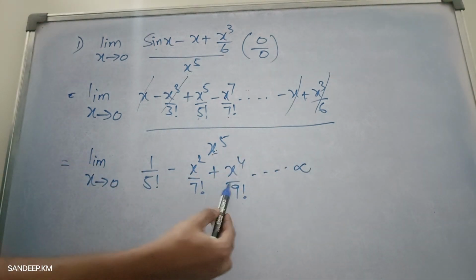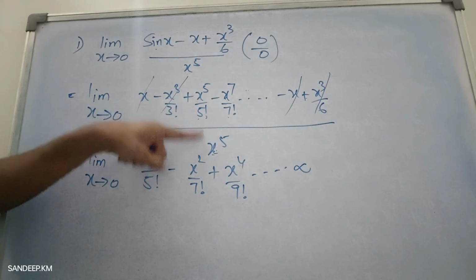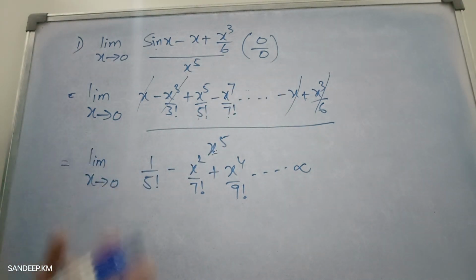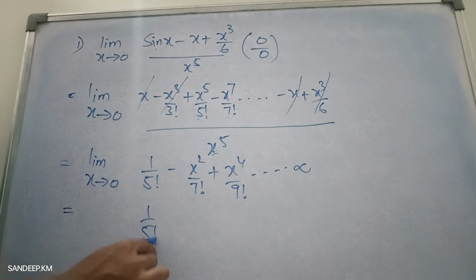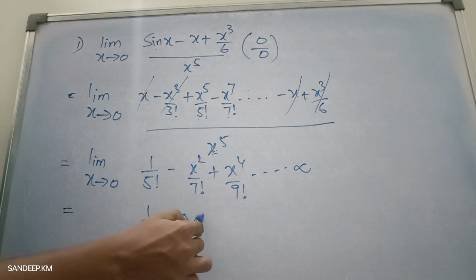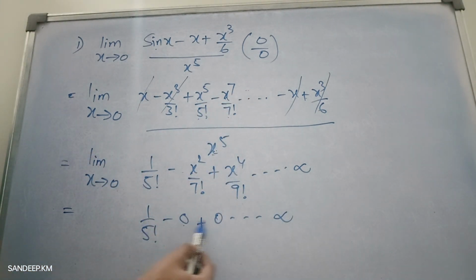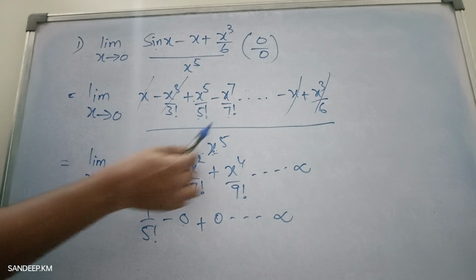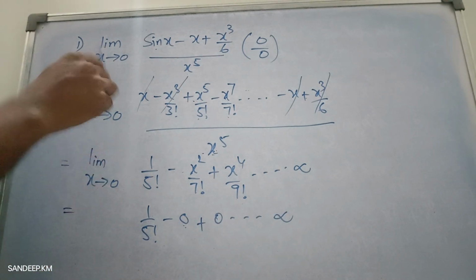I'll tell you why other terms are not needed. See, the least power of x here is x power 5 and the least power of x there is x power 5. They are matching and remaining terms are not needed in this expansion. Why? If I substitute x as 0, what happens? I'll get only 1 by 5 factorial. 0 square, 0 power 4, all 0. Even if you write the remaining terms, dear students, those terms will become zeros. If the least powers of x in the numerator and denominator match, then automatically the remaining terms are not needed, because finally they will become 0, 0, 0 and so on. By practice you will understand what I am saying.